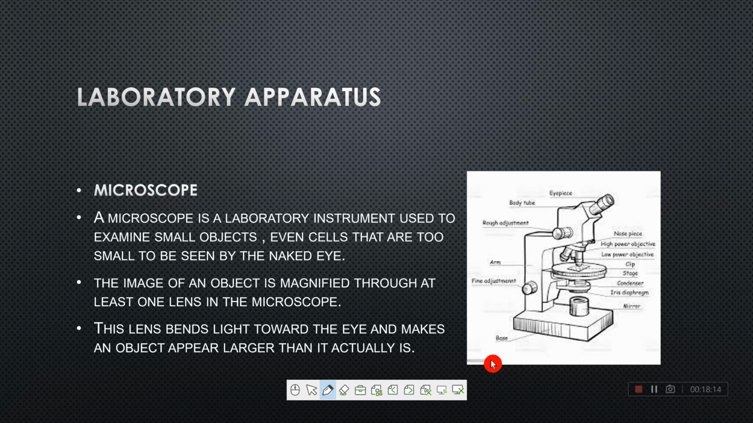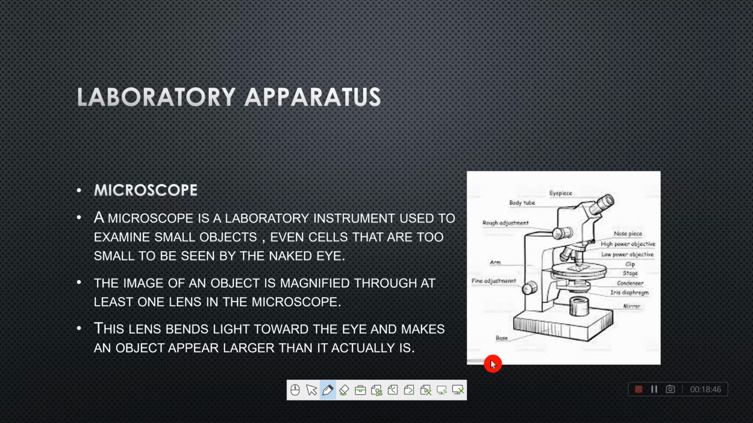Next one is the microscope. We are all aware of the microscope. A microscope is used to examine small objects that are not seen with the naked eye and can only be seen with the help of a magnifying lens. Magnifying lenses are used in the microscope to magnify small objects such as bacteria, cells or various items. The lens bends light towards the eye and makes an object appear larger than it actually is.